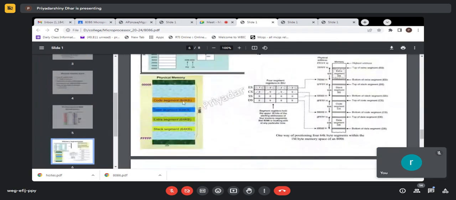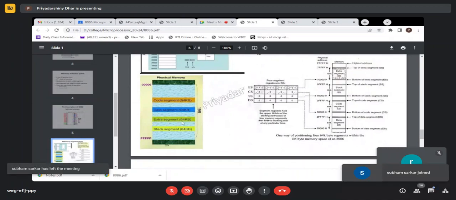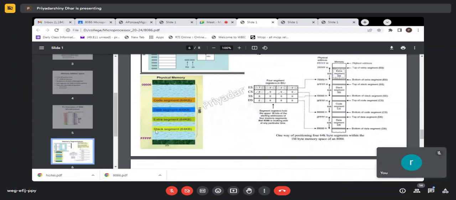In memory we have the code segment memory location, data segment memory location, extra segment memory location, and stack segment memory location. Stack data we can store in the stack segment memory location. Suppose our data segment memory location stores the data. When this data segment memory location is full, the extra data we can store in the extra segment memory location, and the code segment memory location stores the code of the instruction. Clear?